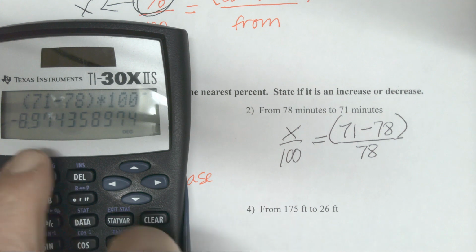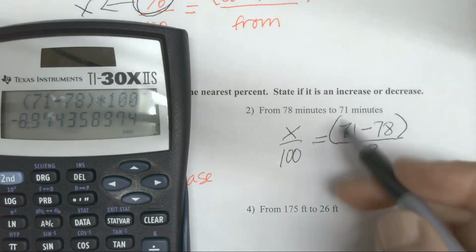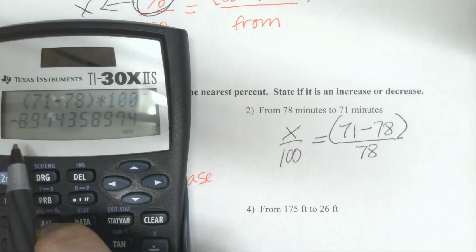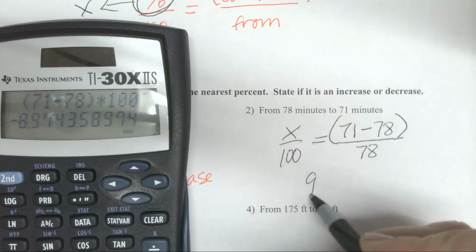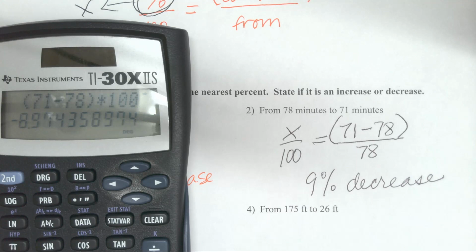This one came out negative, therefore it's a percent decrease. And I'm just going to round it, this is a 9% decrease. And so again, the formula stays pretty much the same.